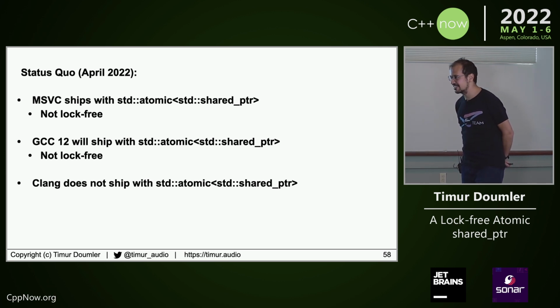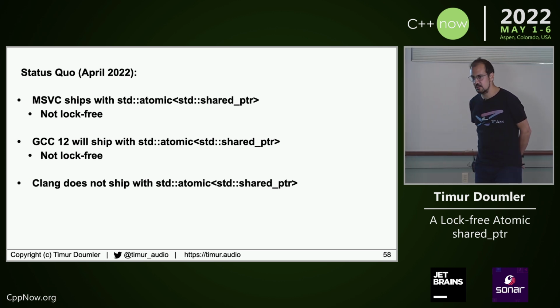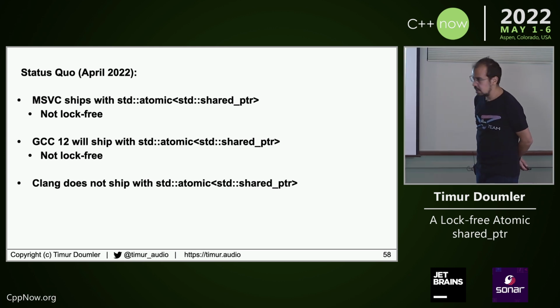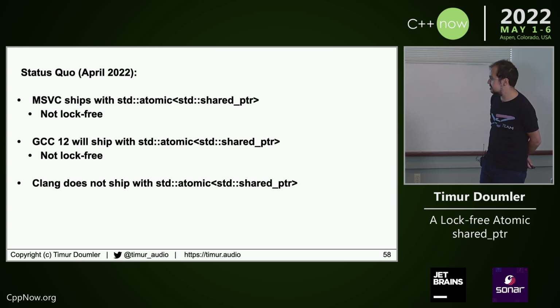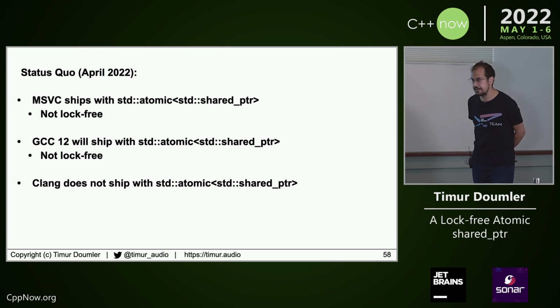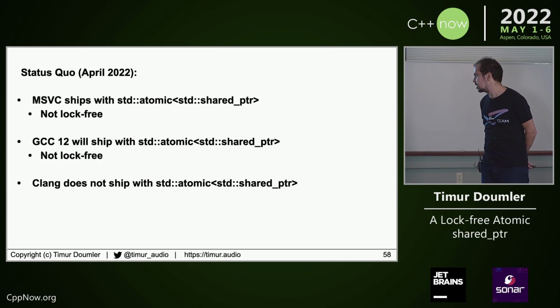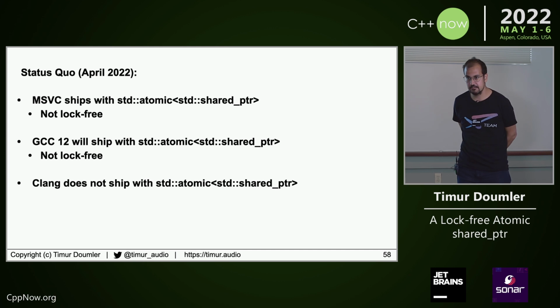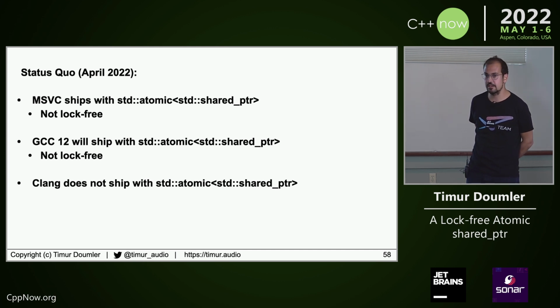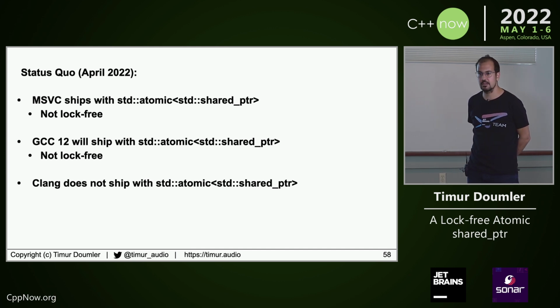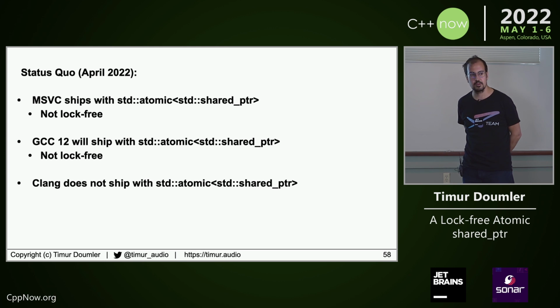That's very illuminating. But let's talk about the generic standard version, because that's kind of what this talk is about. So status quo today is Microsoft ships with a not lock-free implementation. GCC, the kind of pre-release trunk version, has an implementation which is not lock-free. Clang doesn't have an implementation. I don't know if they're working on one. Unfortunately, Marshall isn't here, or any of the other Clang people, I think. But I'm very curious if they plan to implement this, or what their plans for this are.